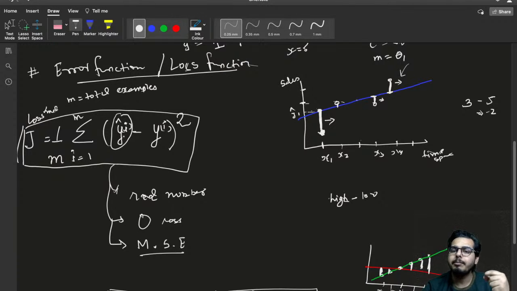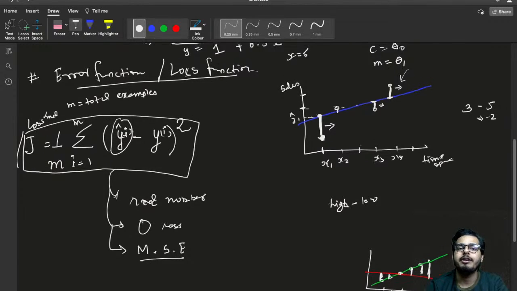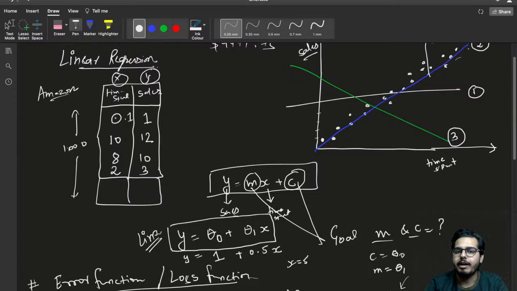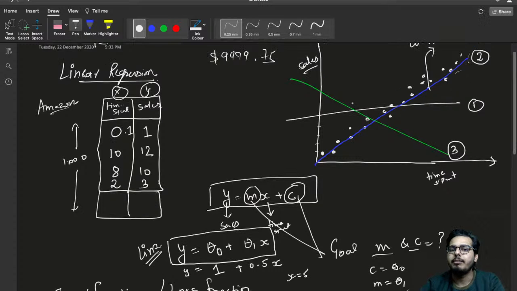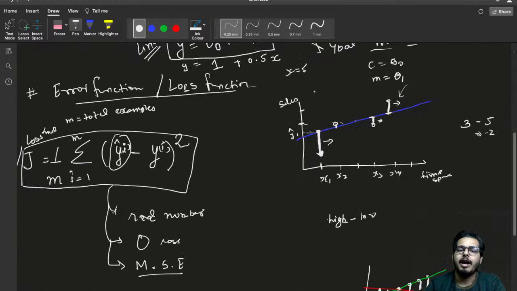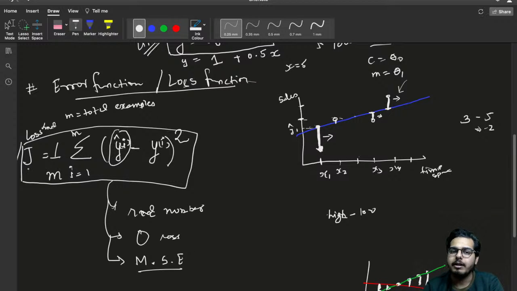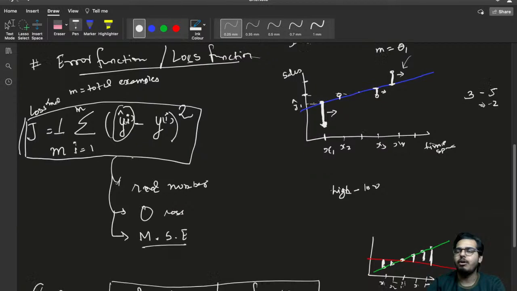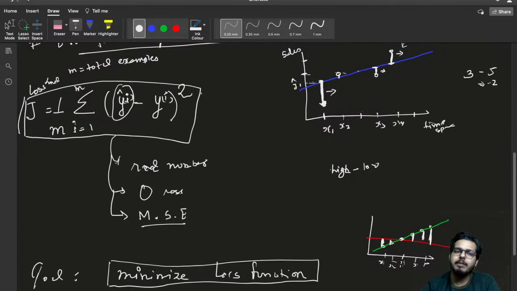Y hat is the prediction for that input x from that line, maybe this line, this line, any line. Then you subtract the actual label, the actual output, and then you do the squaring. This is your loss function. You do this for all the data points, and this becomes your loss value. So you have to minimize this loss value.